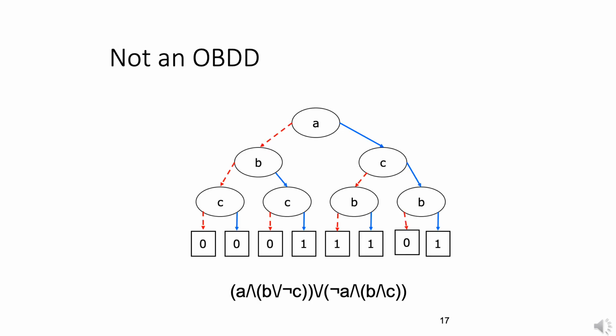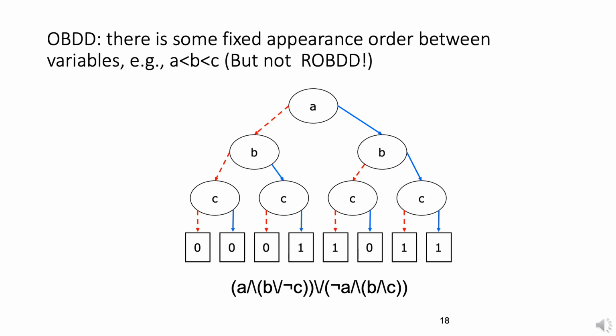The binary tree in this slide is not an ordered binary decision diagram, and the reason is that the variables do not appear in the same order in all of the paths. The tree in this slide is an ordered binary decision diagram. However, it's not reduced. There are subtrees which are isomorphic to each other and they appear several times.